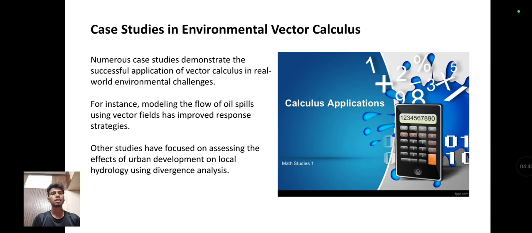So next, let us see the case studies in environmental vector calculus. Numerous case studies demonstrate the successful application of vector calculus in real-world environmental challenges. For instance, modeling the flow of oil spills using vector fields has improved response strategies. Other studies have focused on assessing the effect of urban development on local hydrology using divergence analysis.